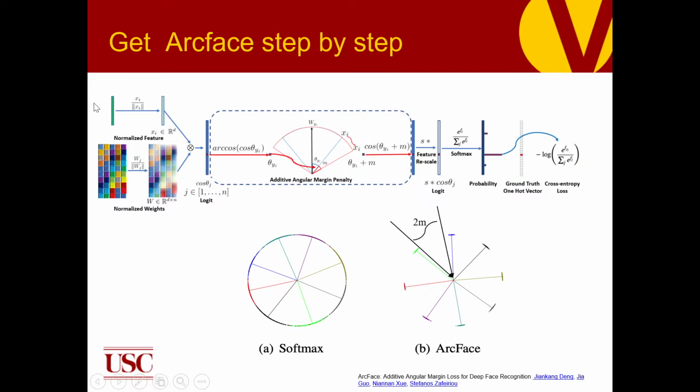And this is a flowchart from the original paper. You can see it normalizes the second-to-last layer's features and the last layer's weight and multiplies them together, computes the arc cosine to get theta yi, adds the margin, and then computes the cosine and the cross entropy loss, which is the ArcFace loss. So the flowchart is pretty straightforward in introducing the ArcFace loss computation steps.